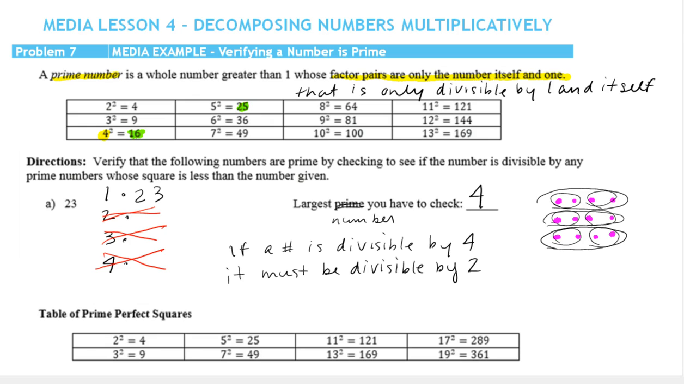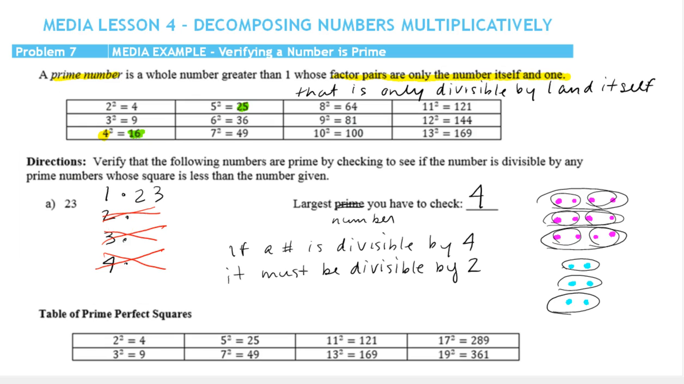Okay. Just note this doesn't work in the other direction. So I can't say if a number is divisible by 2, it's divisible by 4. For example, the number 6 is divisible by 2. There are 3 groups of 2. But it's not divisible by 4. For 4s, it would have 1 group of 4 with 2 left over. So what this means is we actually don't need to check 4 when we're checking to see if this number is prime or not, because we would have already checked 2, and if it was divisible by 4, it would have had to be divisible by 2.